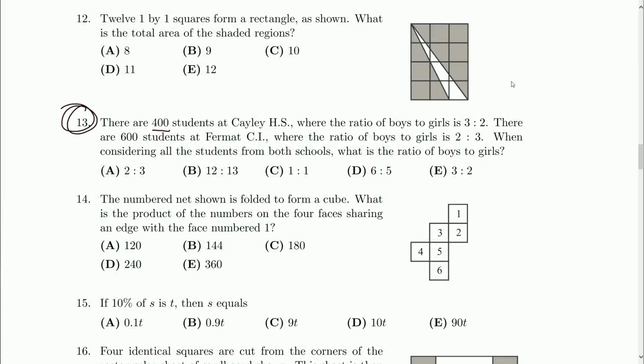There are 400 students at Cayley High School, where the ratio of boys to girls is 3 to 2. So for every 3 boys, you get 2 girls.